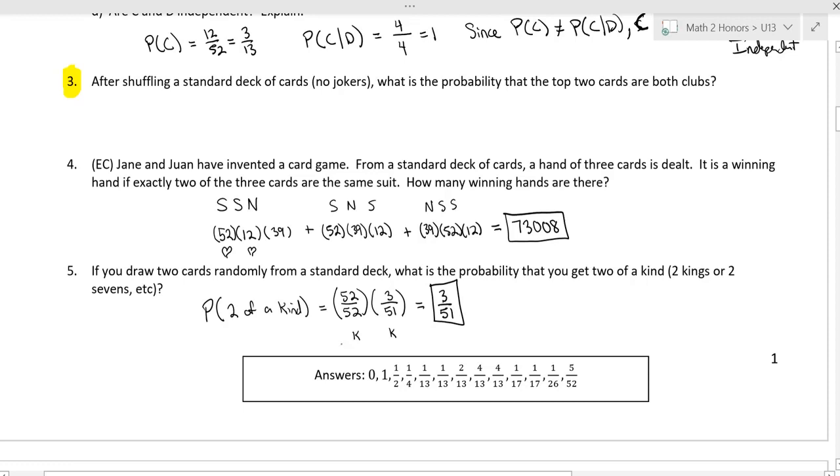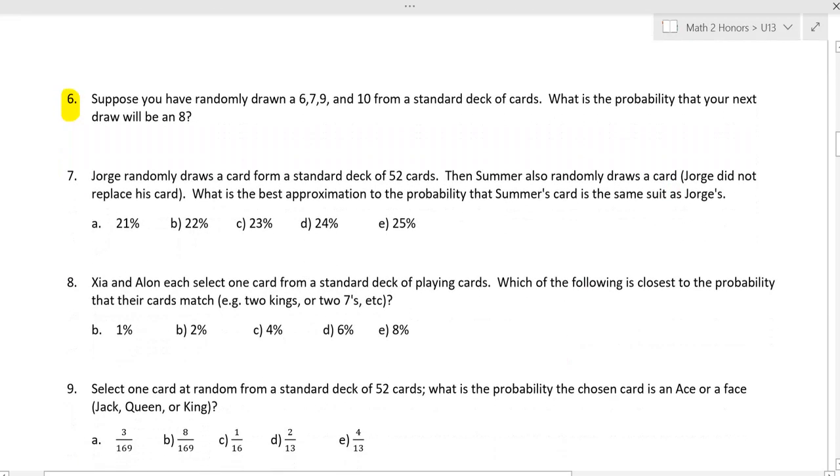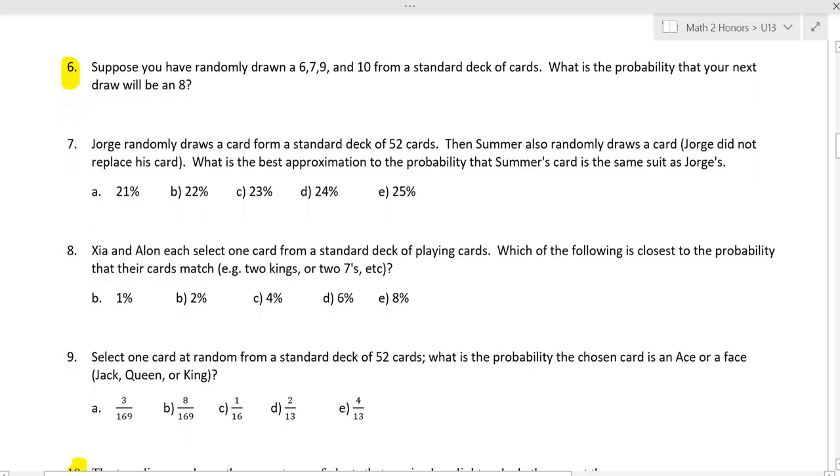And let's go ahead and look at the next problem. We did 6 together on the last set of notes, so we're on 7. George randomly draws a card from a standard deck of 52 cards, and Summer also randomly draws a card. George did not replace his card. What's the best approximation to the probability that Summer's card is the same suit as George's? It's the same suit. Alright, so George picked a suit. Let's say his suit is hearts.